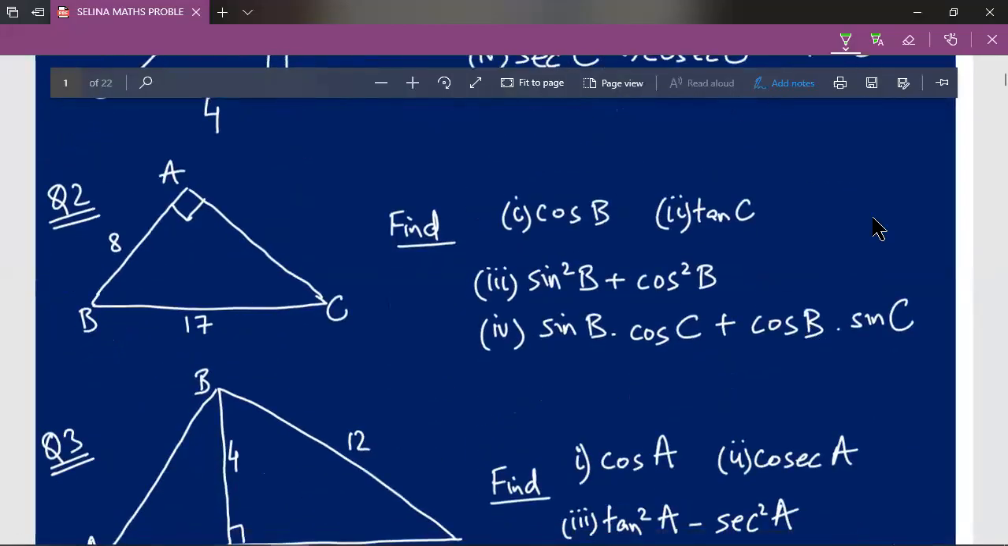So question number 2 states that find cos B. So cos B, here the alphabet means the angle. So with respect to angle B, tell me the cos B. Cos B basically means base upon hypotenuse. So we'll try to solve this question by drawing a figure. So I'll note down the question and we'll draw a figure.